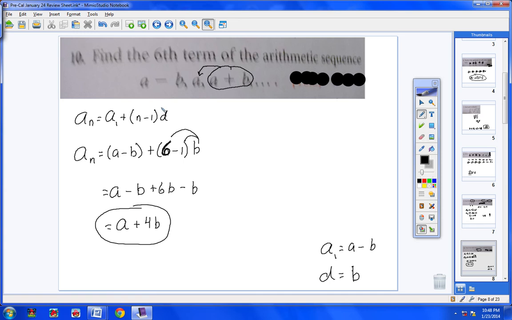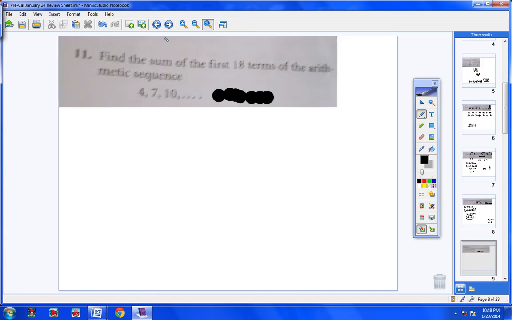But that is how you would solve number 10. All right, number 11. Find the sum of the first 18 terms of the arithmetic sequence. Well, they're kind enough to tell us we have an arithmetic sequence. So I'm going to go ahead and write down my formula.